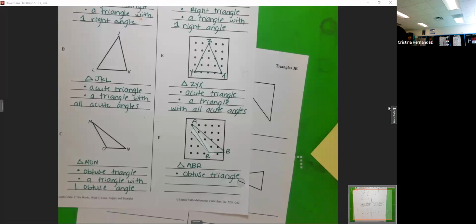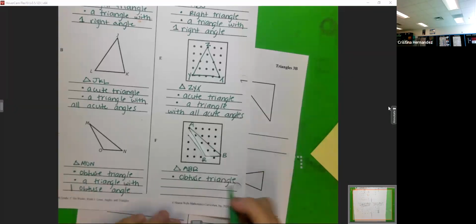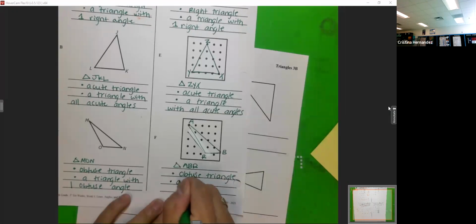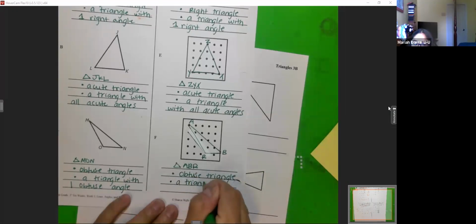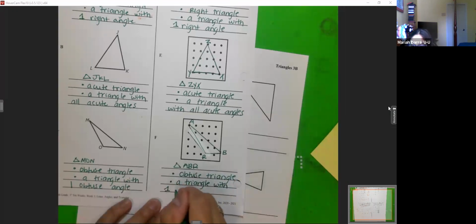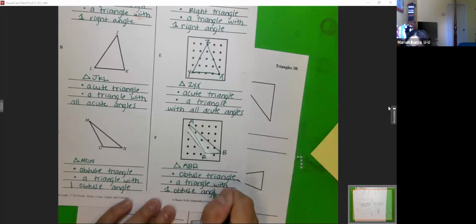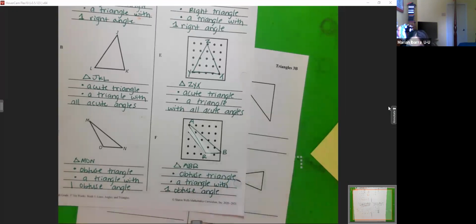How many obtuse angles does it have? One. We're literally doing the same thing we just did, but we're drawing our own triangles. We're gonna do the same thing on the next page too.